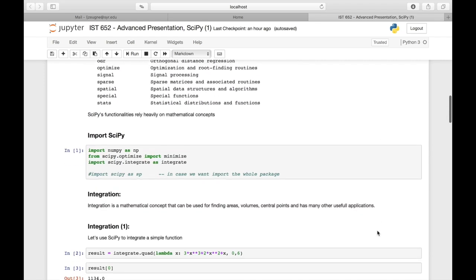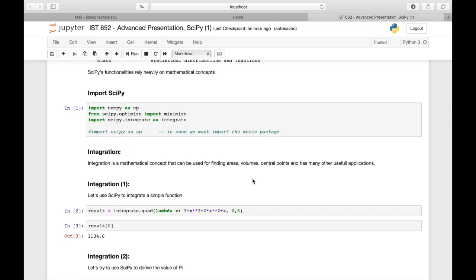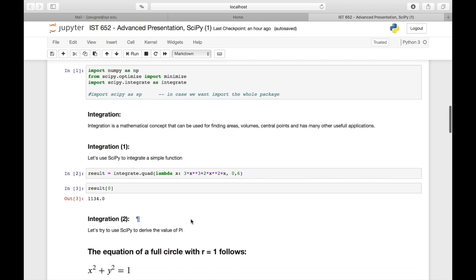The first example we're going to look at is an integration problem. As with other packages, to import Scipy, we simply write import scipy as sp, or we import the specific subpackage. In this case, we only need the minimize and the integrate functions, which is why we only import those two subpackages. Well, what is integration and what can it be used for? Integration is a mathematical concept that can be used for finding areas, volumes, central points, and has many other useful applications.